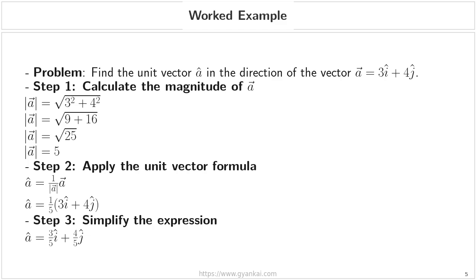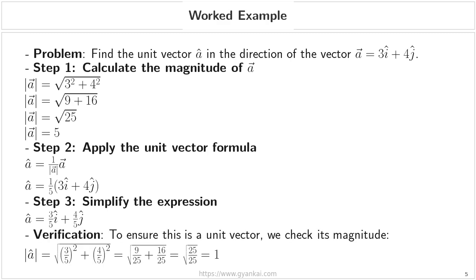This gives us our final result. The unit vector a cap equals 3/5 i hat plus 4/5 j hat. Now, as a good mathematician, you should always verify your result. To ensure this is truly a unit vector, let's check its magnitude.